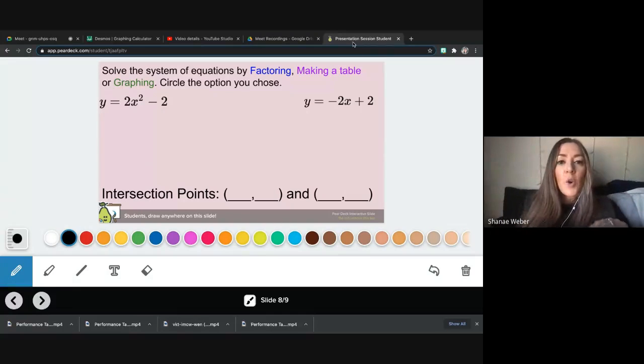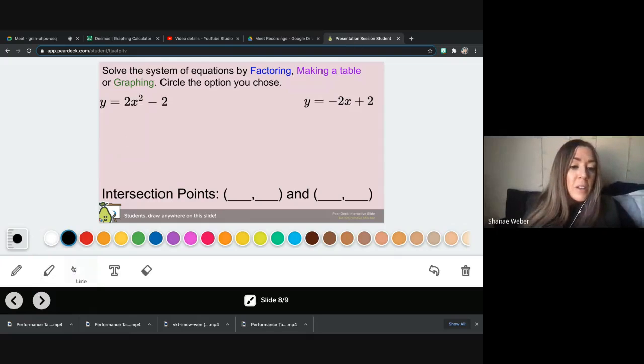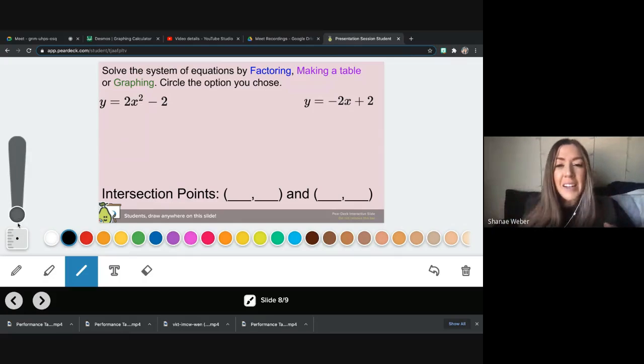Okay, so here we are going to be graphing the system of equations. You can either choose the method of factoring, making a table, or graphing. I'm going to show you how to make the table, and then I'll show you how to do it graphing on the Desmos calculator. So there's not a table made here.